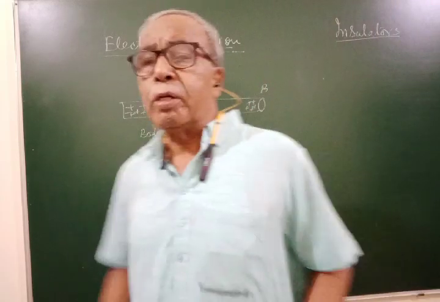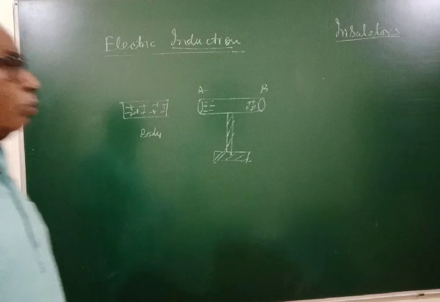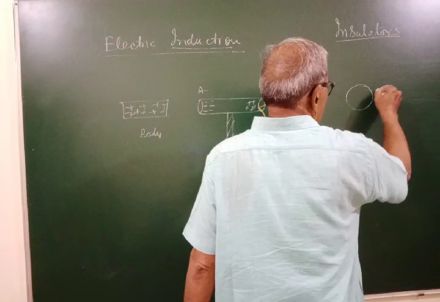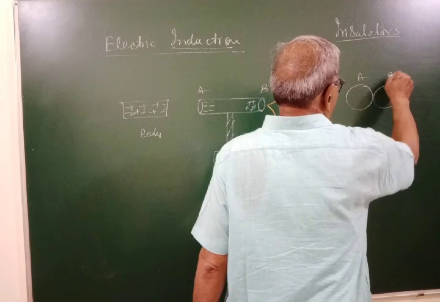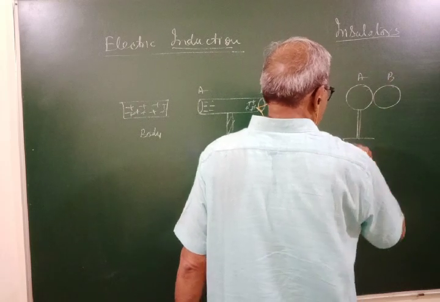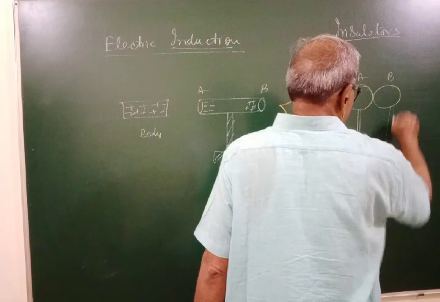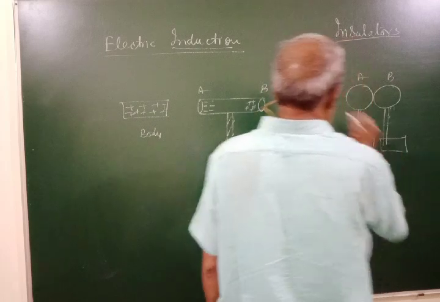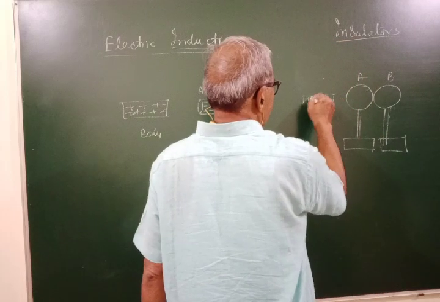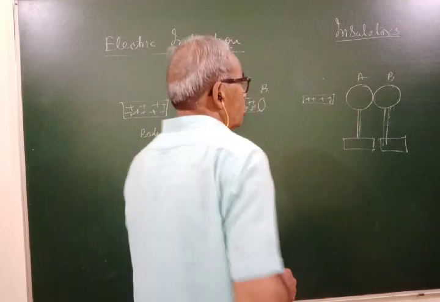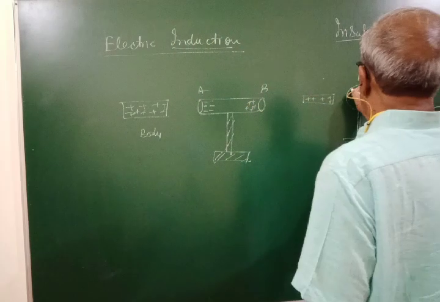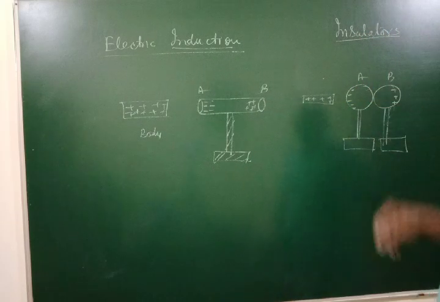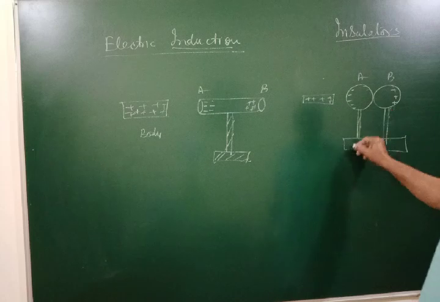In our NCERT book, you have been shown how to charge two spheres positively and negatively. Suppose these two metal spheres, A and B, are placed close to each other on insulators. Suppose we bring here a charged body having positive charge. Due to electric induction, negative charge will appear here and positive charge on this side.